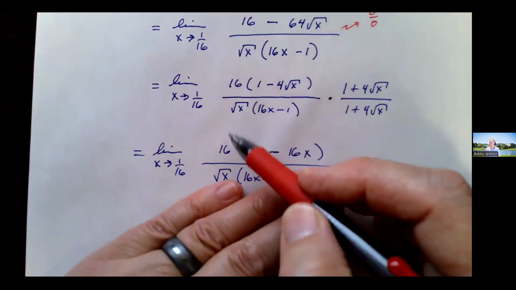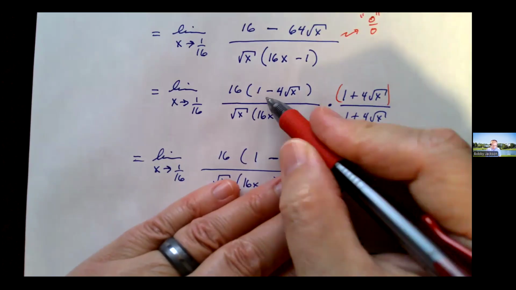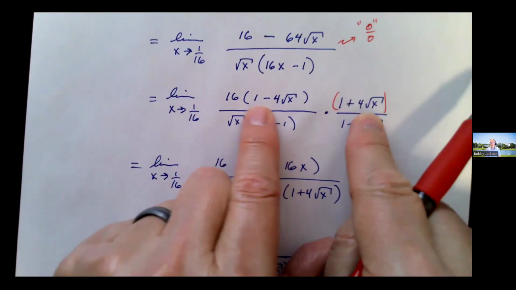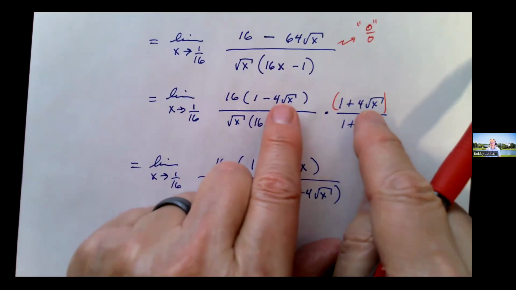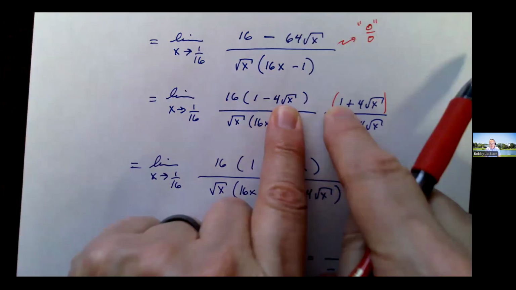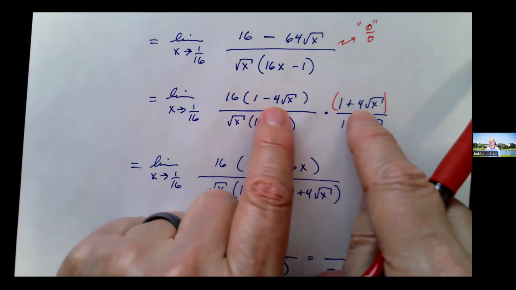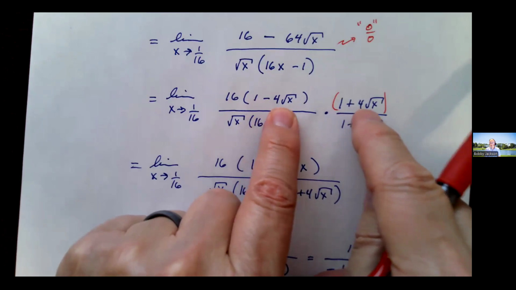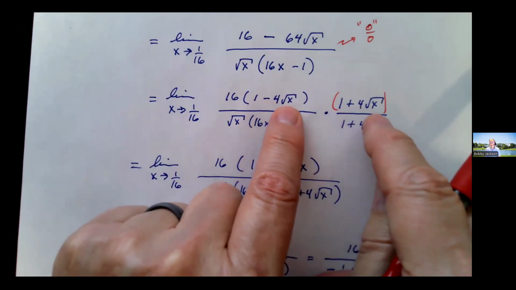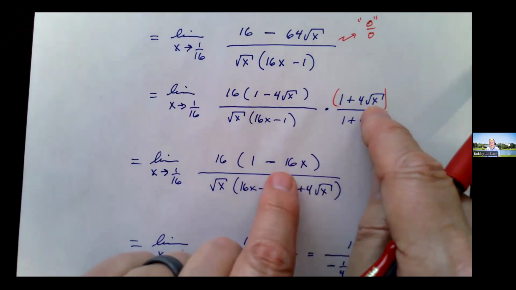So I have 16 here, and then I FOIL out essentially, first, outer, inner, last. 1 times 1 is 1. The outer is 4 square root of x. The inner is negative 4 square root of x times 1. And so the outer and inner go to 0. Last will be negative 4 square root of x times positive 4 square root of x. So negative 4 times positive 4 is 16. And what's the square root of x times the square root of x? That's just x. So I'm going to get negative 16x.